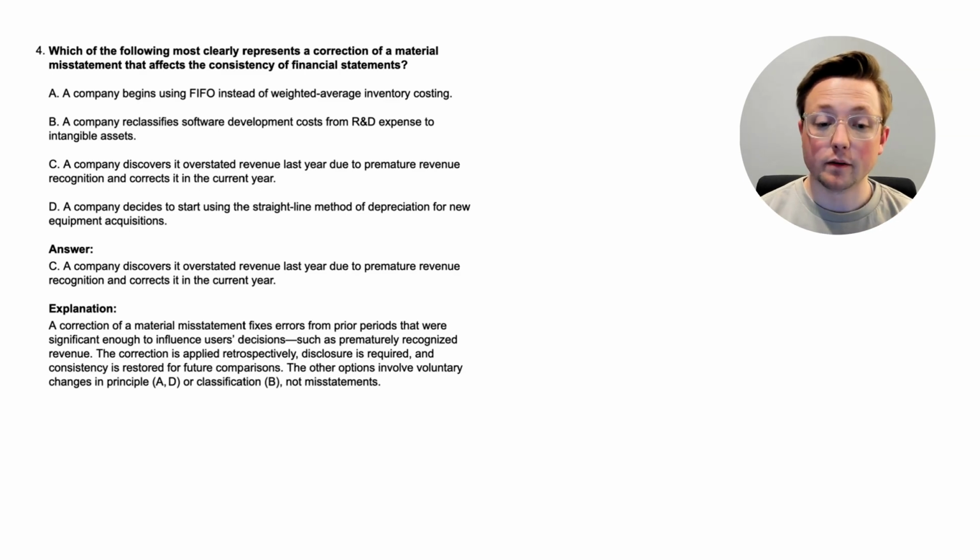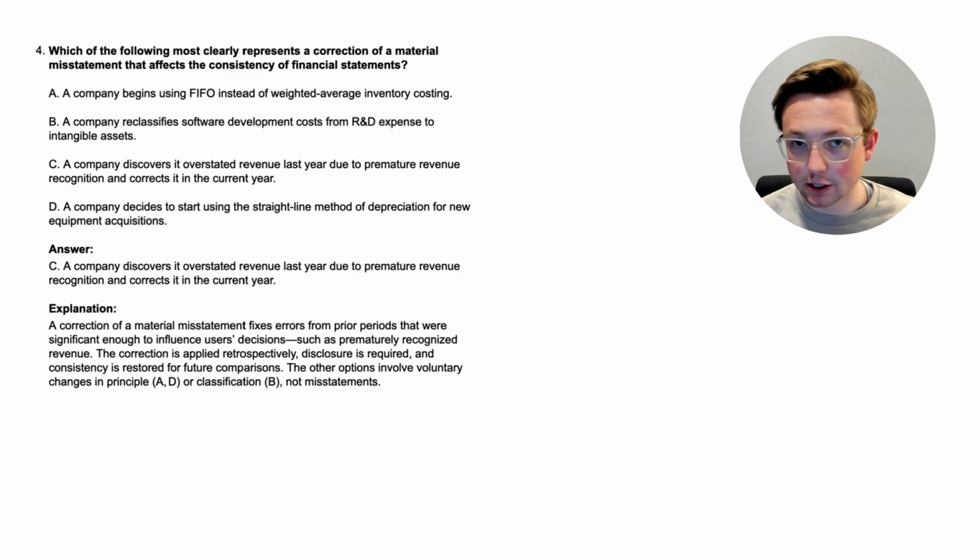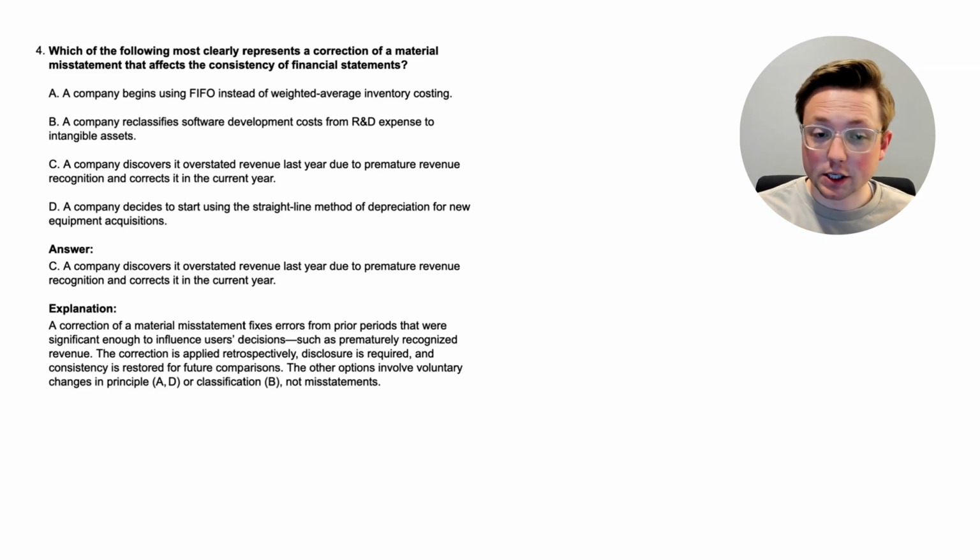The other options involve voluntary changes in principle, and that was options A and D, or a voluntary change in classification, and that was option B, not misstatements. So again, that's why a correction of a material misstatement affects consistency. It affects it by restoring consistency because now, retrospectively, things are correct, so you can have the consistency between periods. Now with that, let's go to the next question.